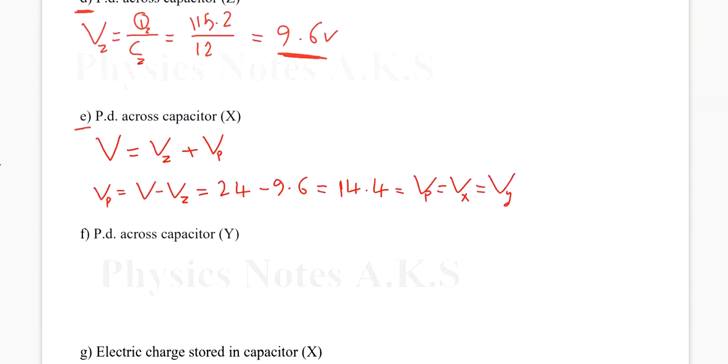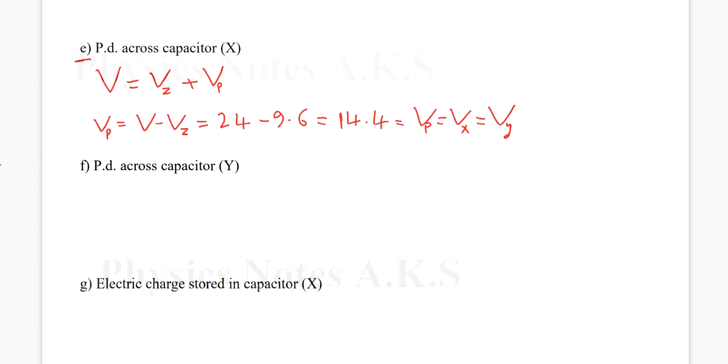So now we just did part E. Now part F, it says we need the potential difference across capacitor Y. We just got it, because we agreed that the V in capacitor Y is actually the V in capacitor X, which is the V in the parallel combination, which is 14.4. This is it. Of course, it's volts.